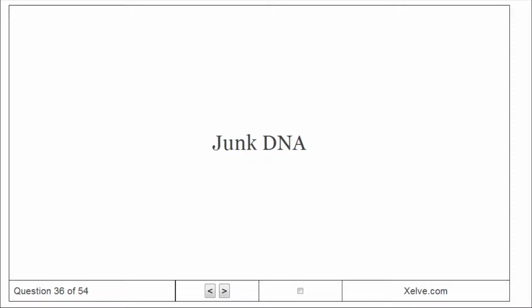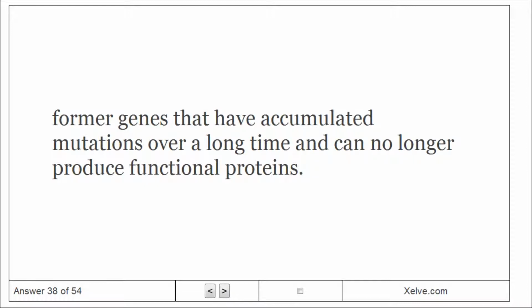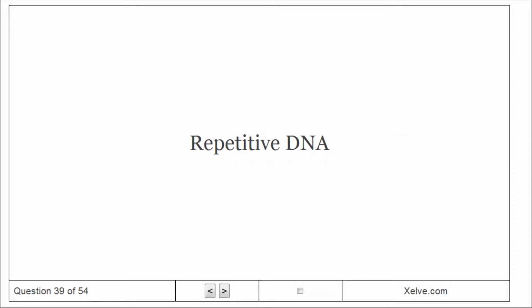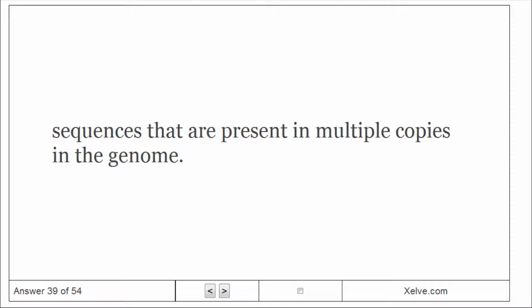Junk DNA. Non-coding sequences. Introns. Non-coding sequences. Pseudogenes. Former genes that have accumulated mutations over a long time and can no longer produce functional proteins. Repetitive DNA. Sequences that are present in multiple copies in the genome.